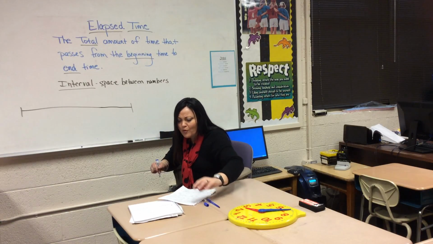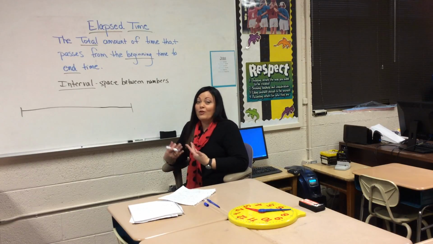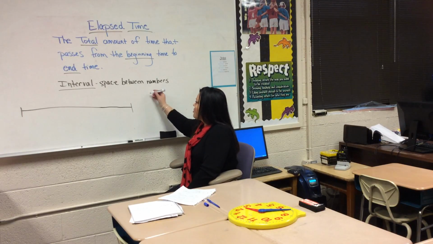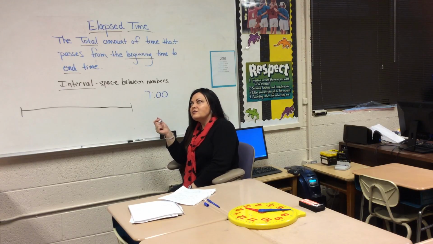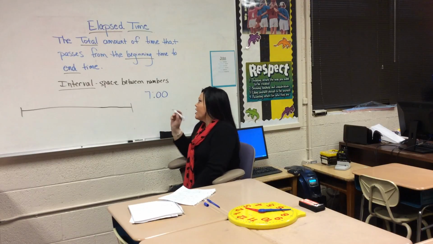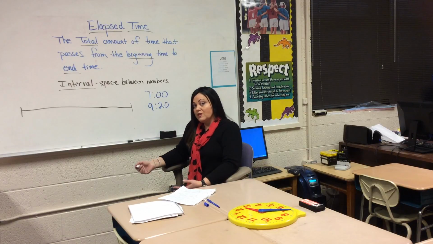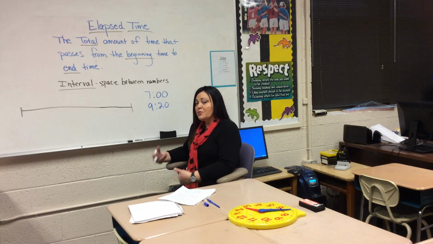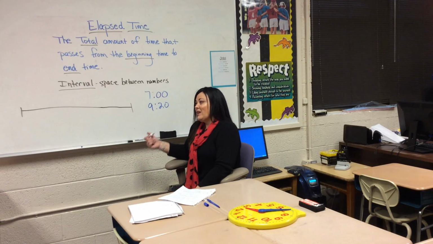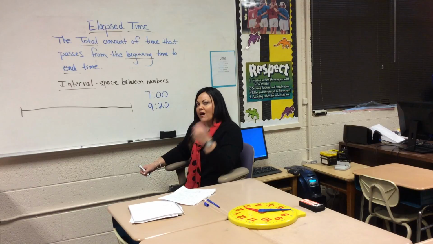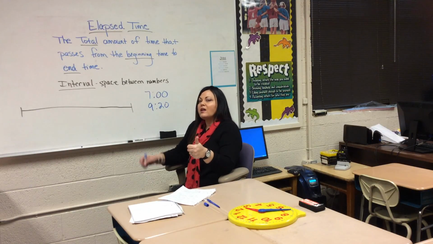Let's do another example. A friend and I went for a walk, and let's say our walk started at 7 o'clock and ends at 9:20. Okay, that was a pretty long walk. Sometimes walks may just take 5-10 minutes, but this is a pretty good, healthy walk. So if we started at 7 and ended at 9:20, I have my beginning time, or start time, and my end time. I just need to find the amount of time that passed, which is my elapsed time.